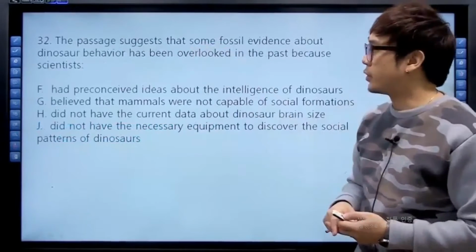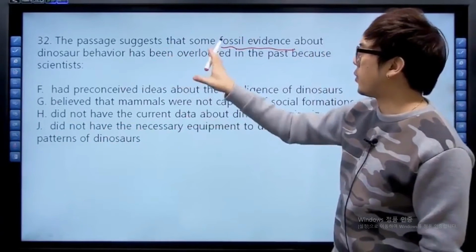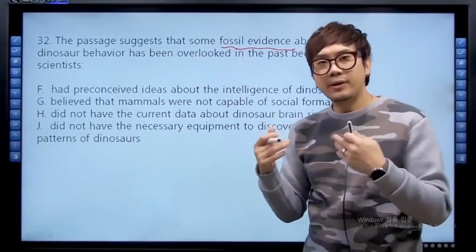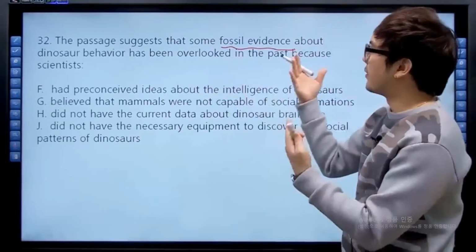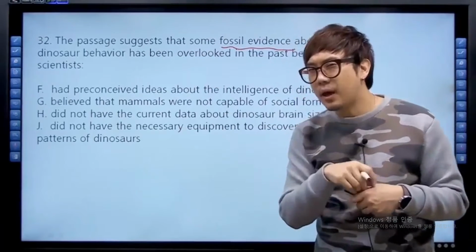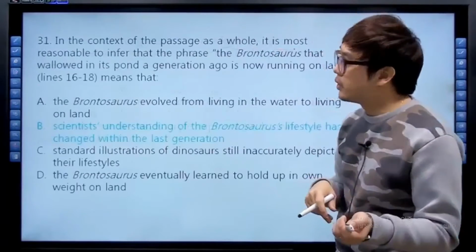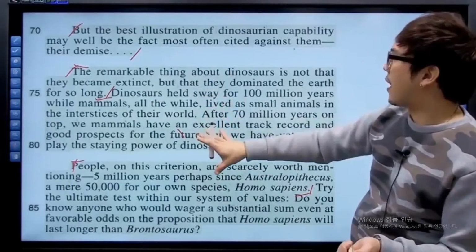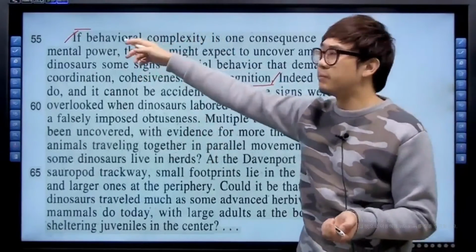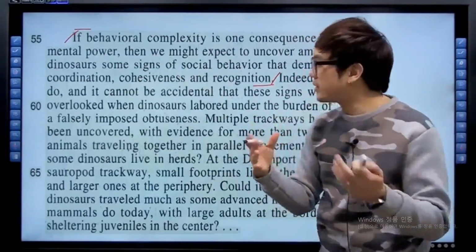Easy, right? Number 32. The passage suggests that some fossil evidence about dinosaur behavior has been overlooked in the past because scientists, right? So we need to know why the scientists were overlooking this idea of dinosaurs having social behavior. We already know where to find that behavior, because we've looked into the passages and know that in the last few paragraphs, especially lines 54 or 55, it deals with behavioral complexity, right? So fossil evidence as opposed to the social behaviors.